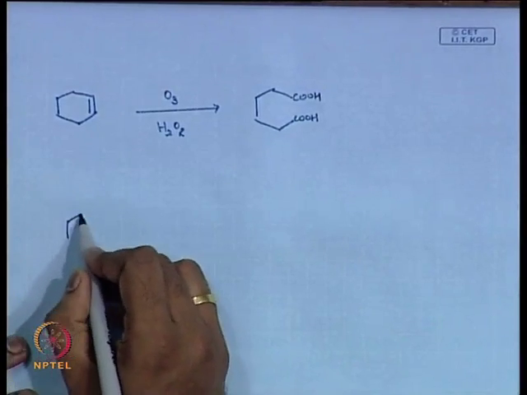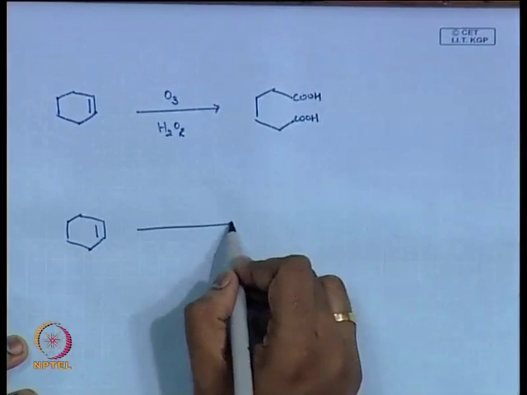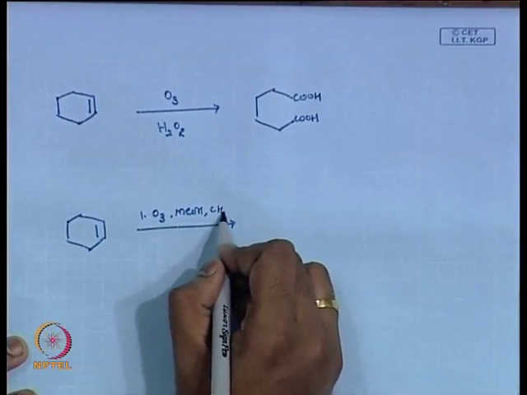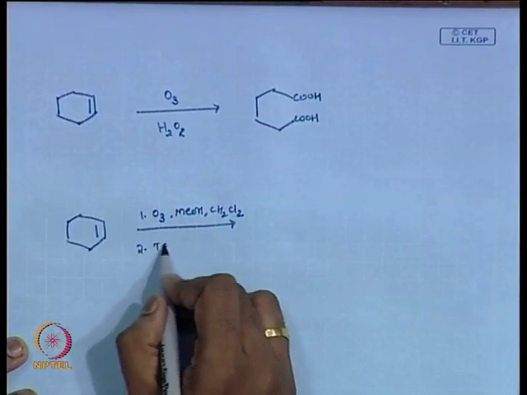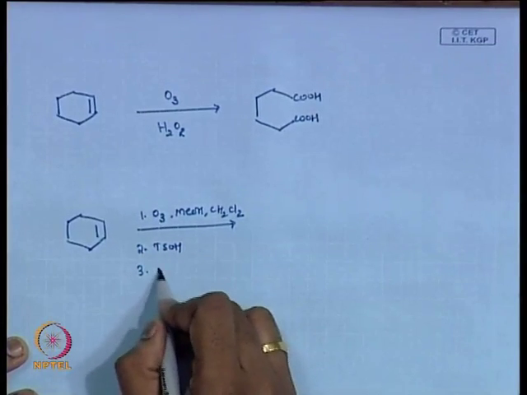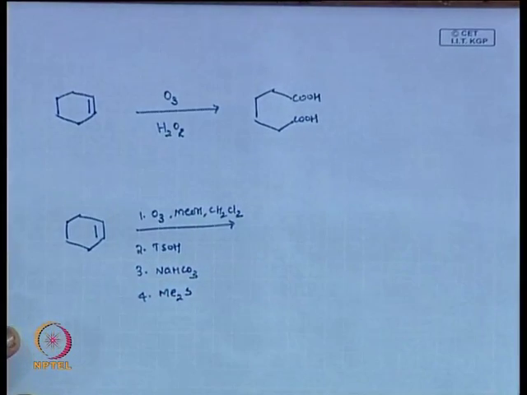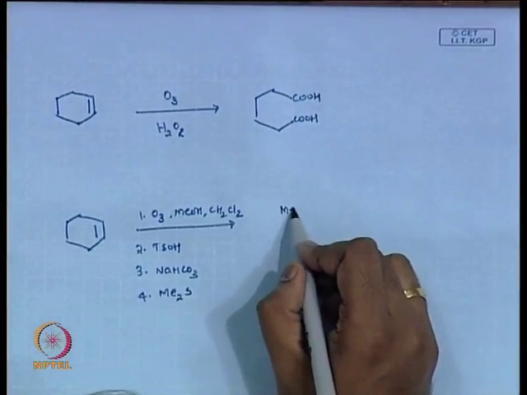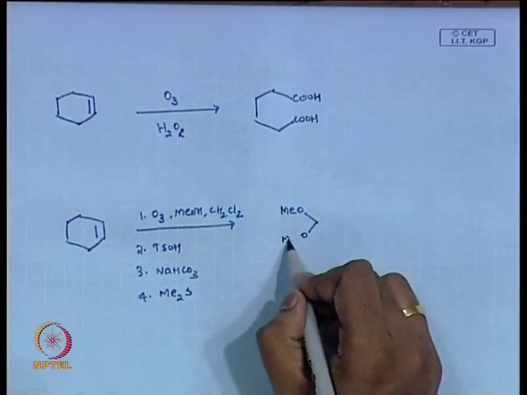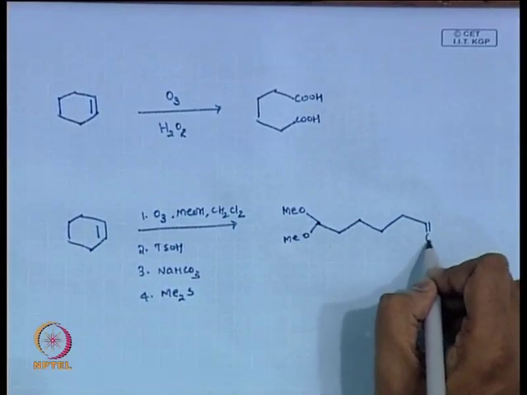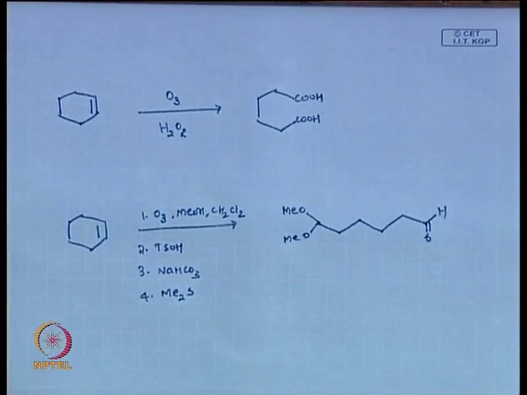See, same cyclohexene. I am just showing how the workup matters. If I treat it with ozone in methanol and dichloromethane, second step I use tosyl, third step a little bit of sodium bicarbonate workup with dimethyl sulfide, what product can you think about? Same cyclohexene type of system. So you can end up with a nice hemiacetal type of system.